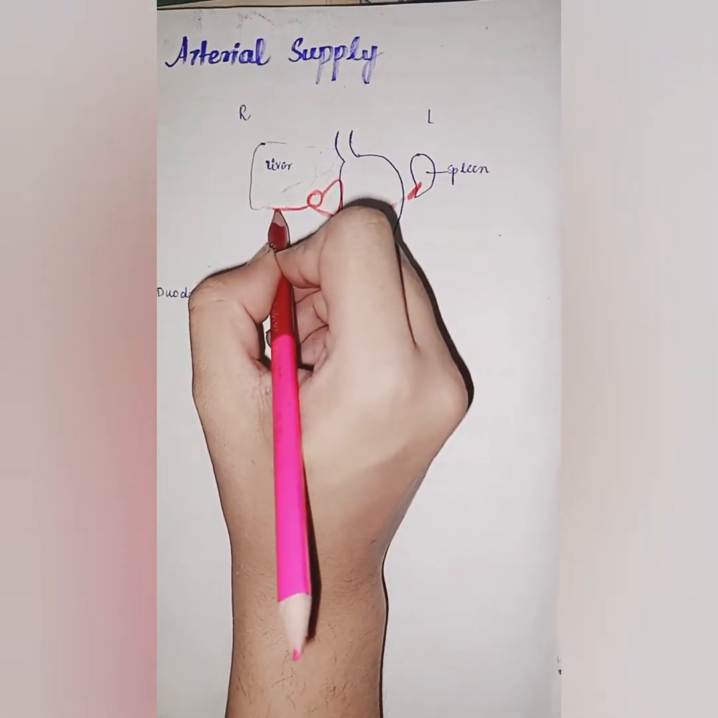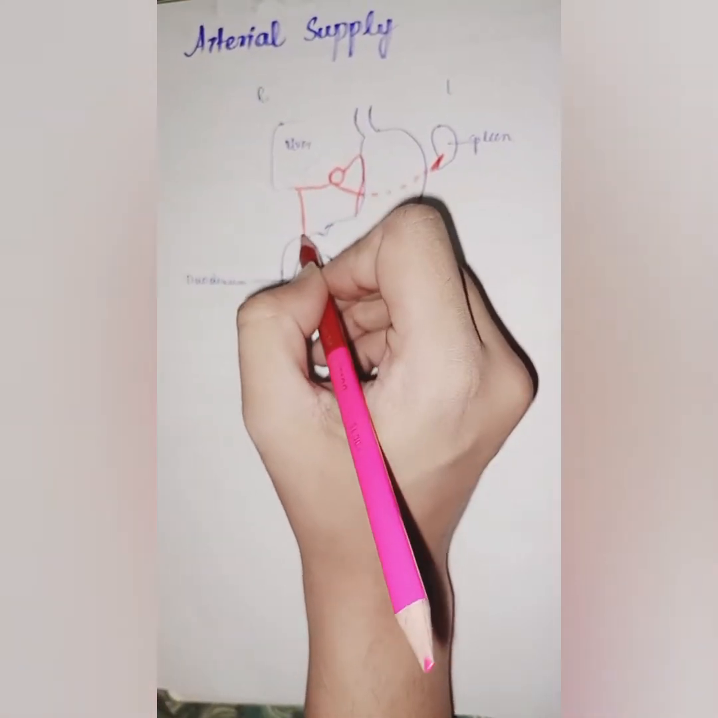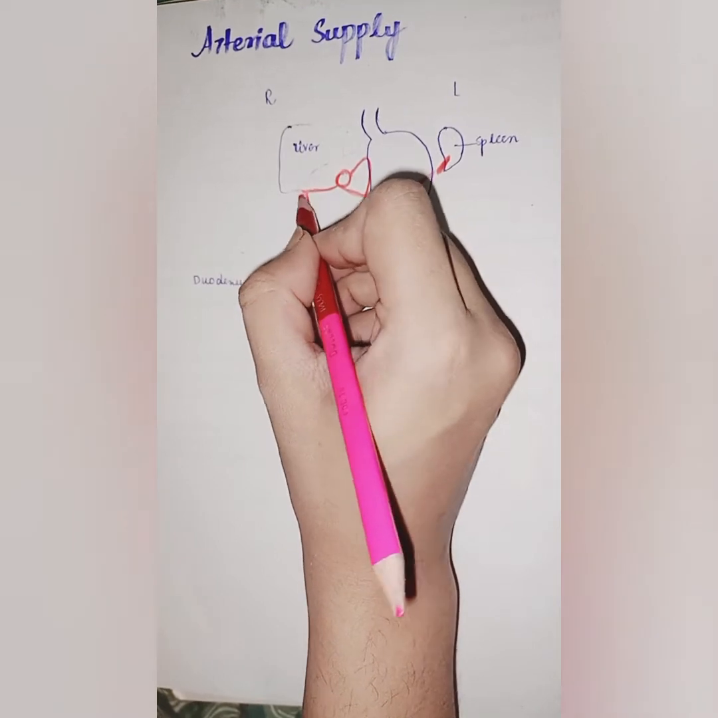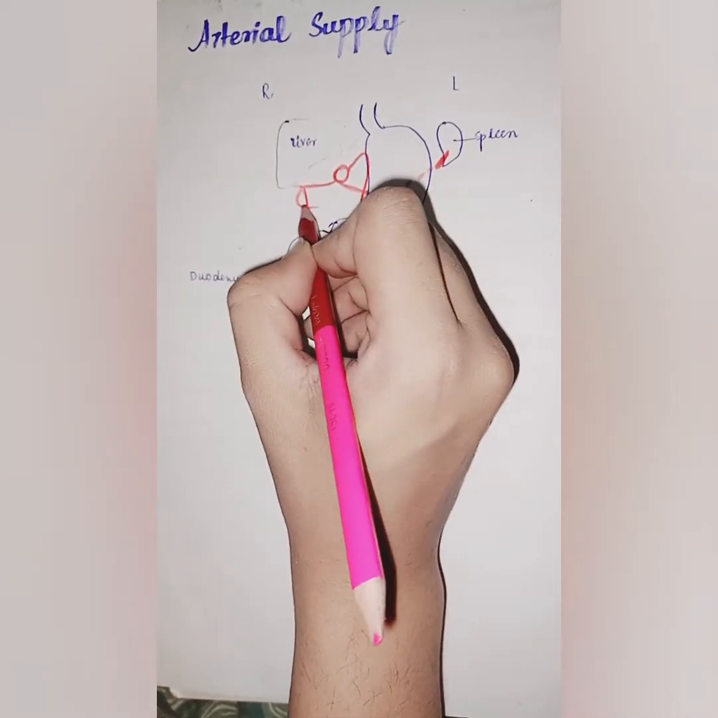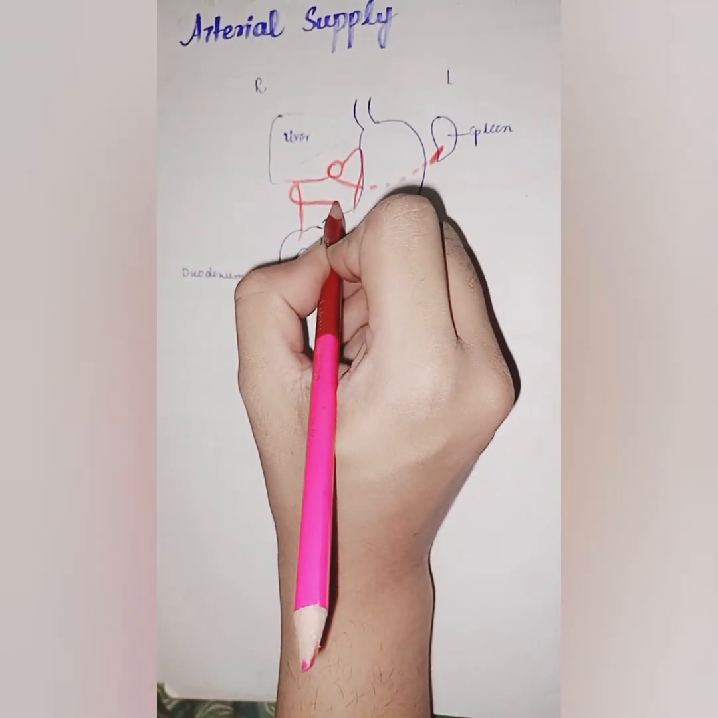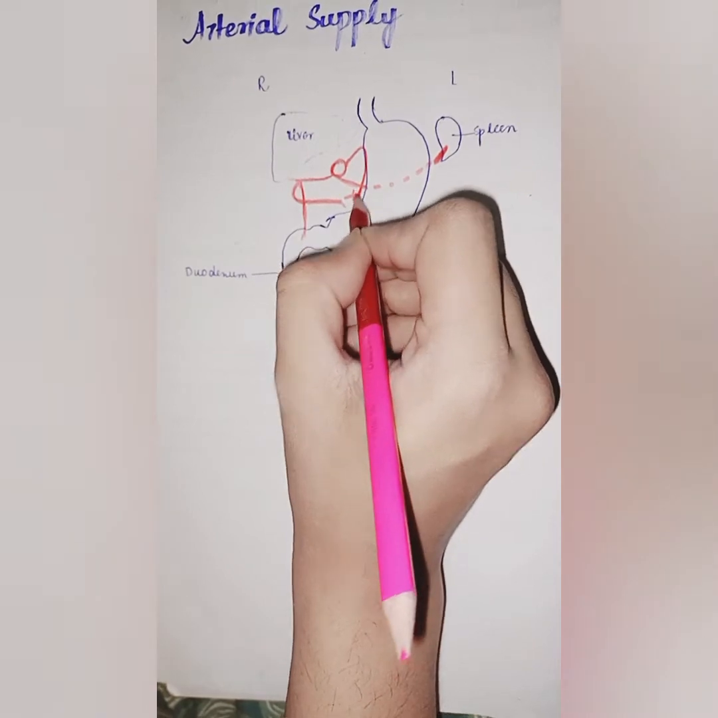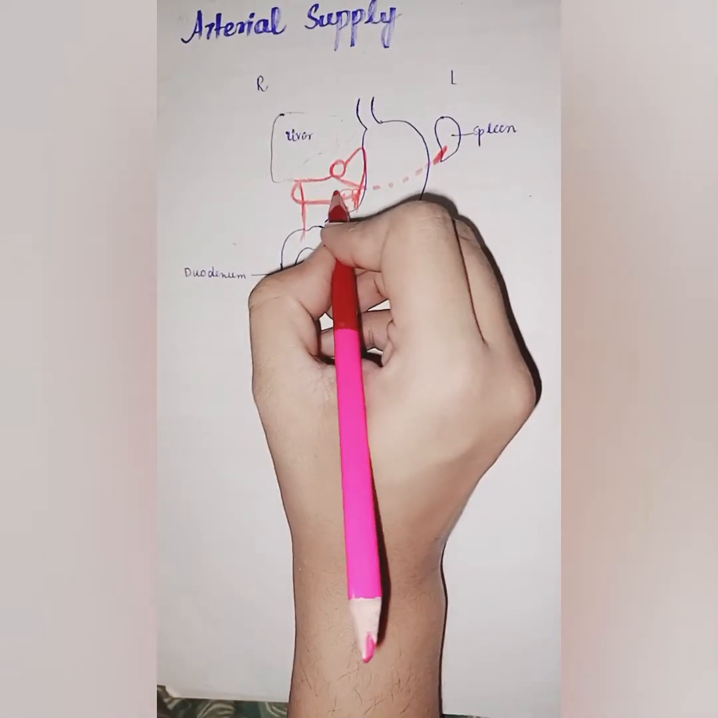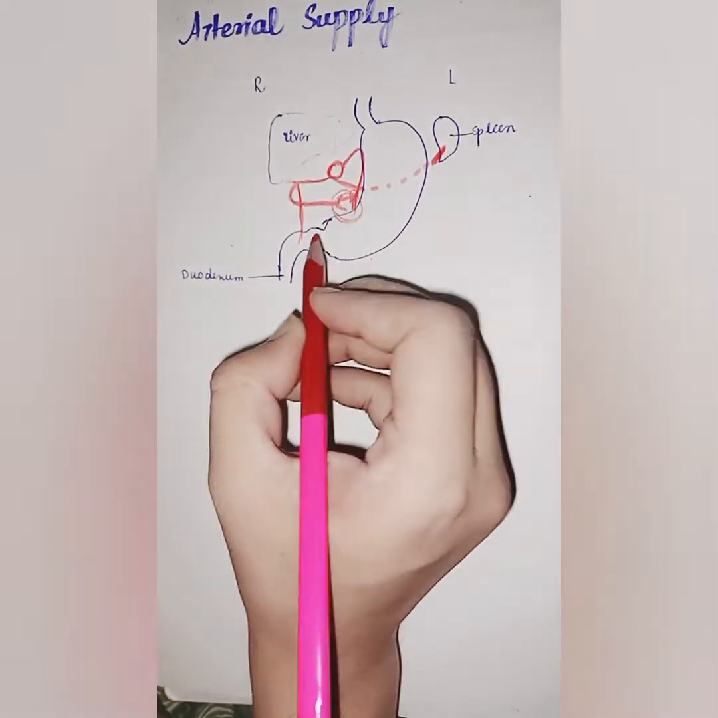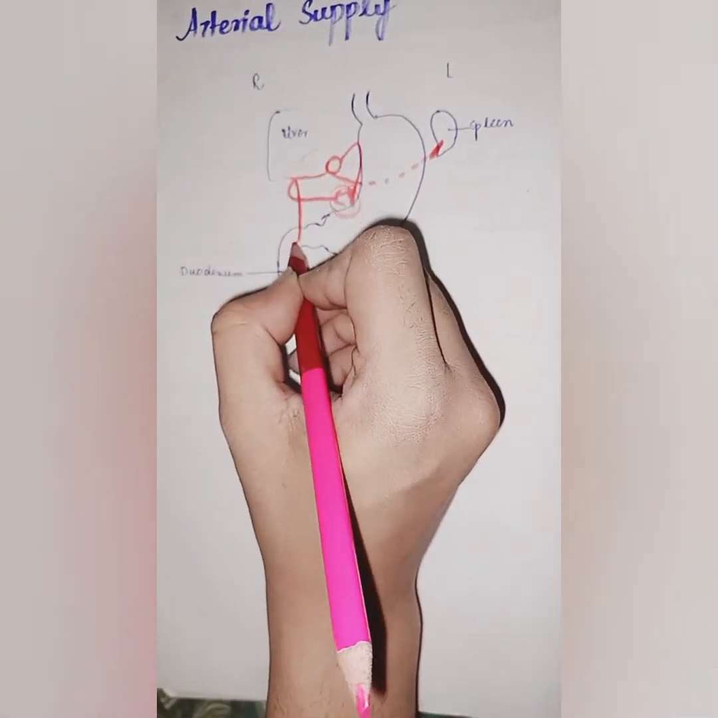From the proper hepatic artery arises our right gastric artery, and it anastomoses with the left gastric artery at the lesser curvature of the stomach. So here an anastomosis is formed, and then from the proper hepatic artery arises the gastroduodenal artery.